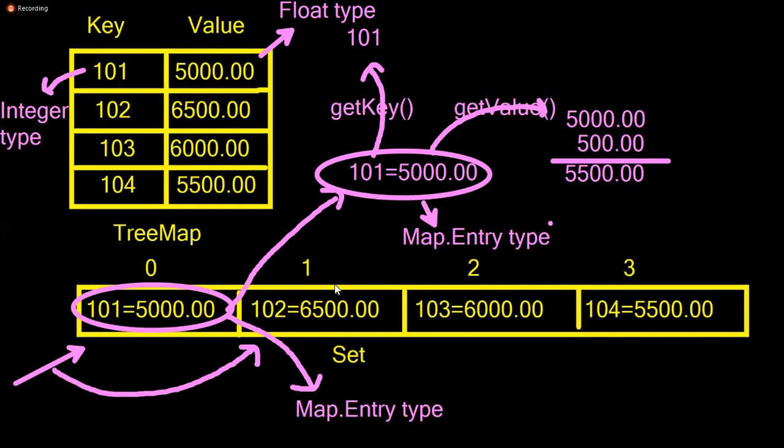So this is map.entry type. This two-dimensional collection, we have to convert into a one-dimensional collection. Then with an iterator, you have to iterate, then store in map.entry, then get key, get value. Then with the value separated, you can find out and add the bonus. Otherwise, adding the bonus is not possible.